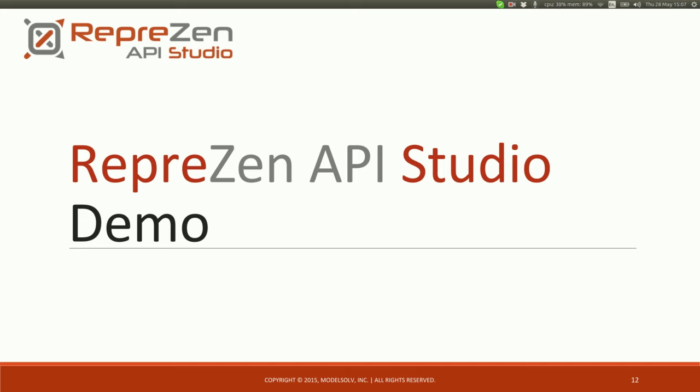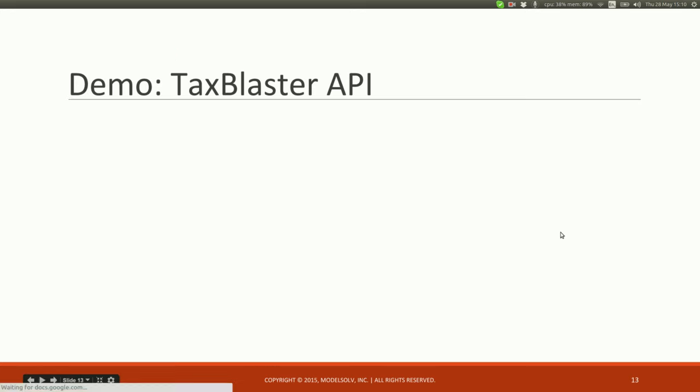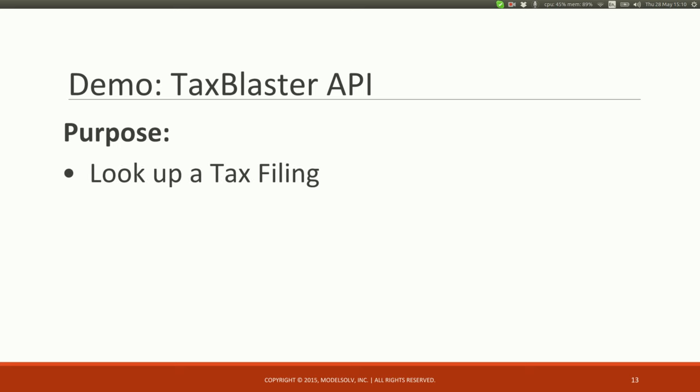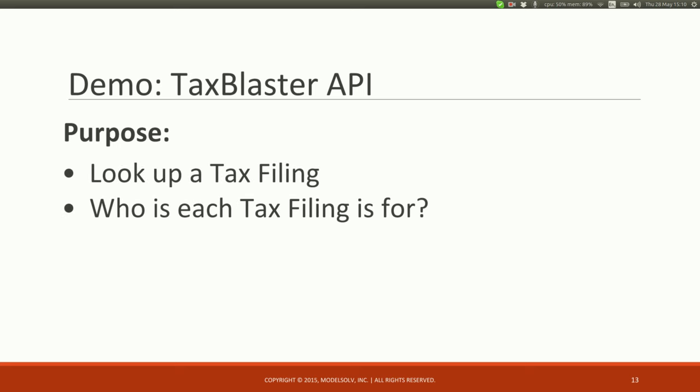There are a few other things out there for writing RESTful APIs at the moment, but our API Studio is currently the only enterprise class design platform on the market. So, in this demo, I'm going to quickly design an API that will enable us to get some information about tax filings, including who each tax filing is for.